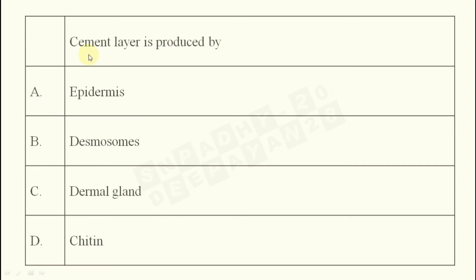Next: cement layer is produced by which cells? In the epidermis there are some glands, like dermal gland, which is also known as Burson's gland in case of caterpillar, then molting gland, peristigmatic glands, so many are there. Here option C, dermal glands, produce the cement layer. Cement layer is produced by which gland? That is the dermal gland. Very important, generally this question comes in the exam.